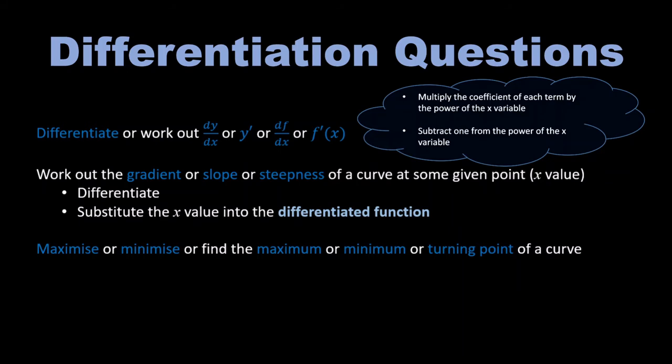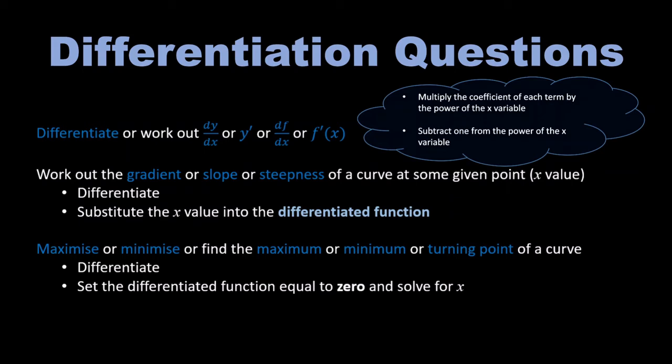You might also be asked to maximize or minimize, which simply means to find the maximum or minimum or turning point of a curve. In order to do this, again, you'll need to differentiate the equation for the curve, ensuring that it's first in the correct index form, and then set the differentiated function equal to 0, because the turning points on a curve always have a gradient of 0.